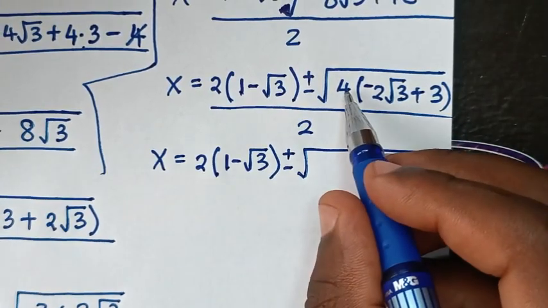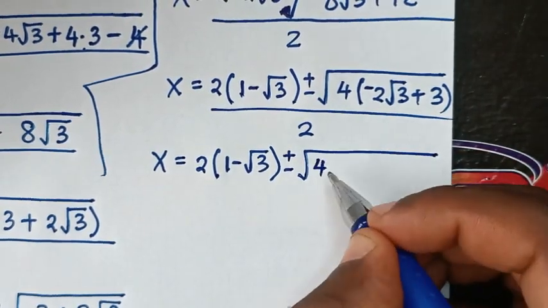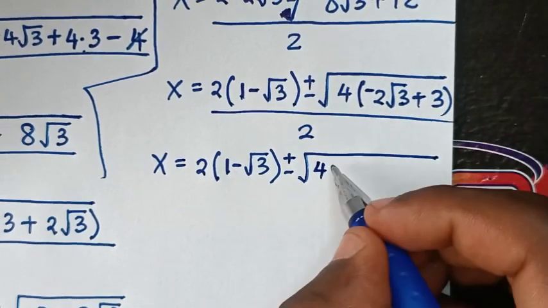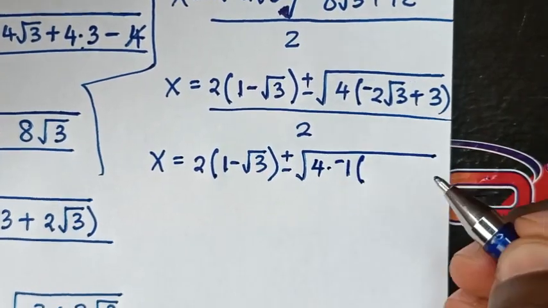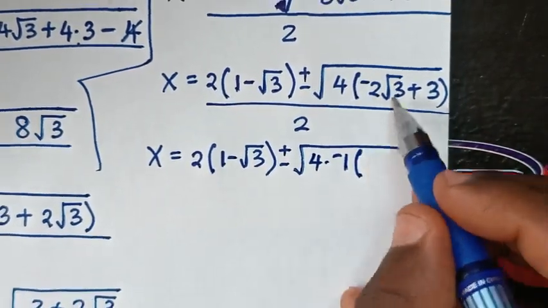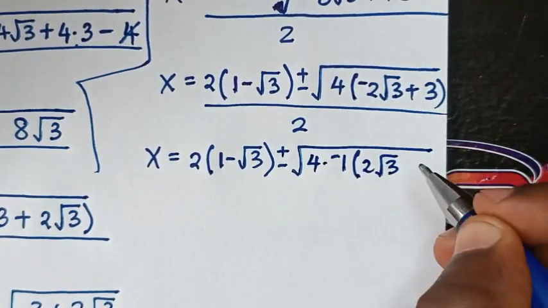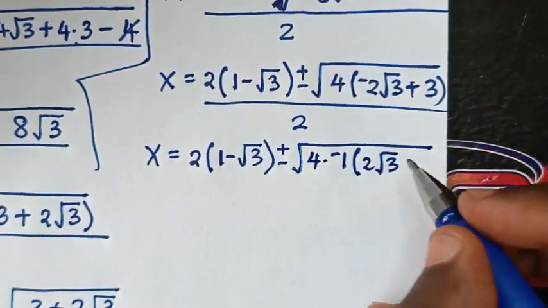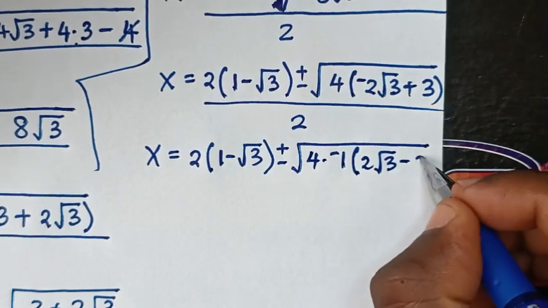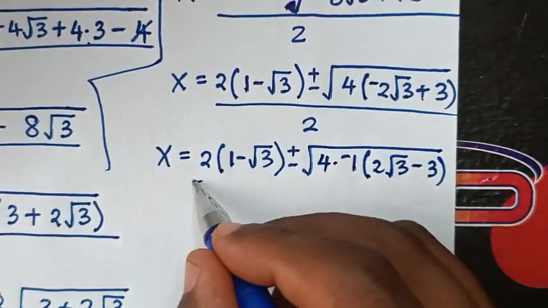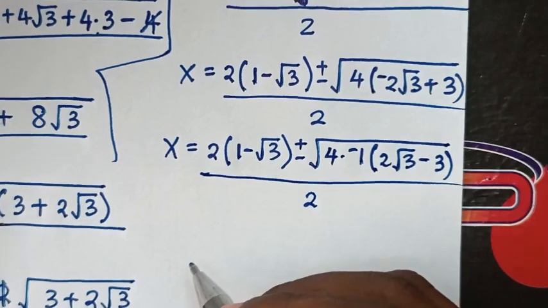So here we'll take, it will be 4, we'll take negative out of here, so it will be times negative 1 out of bracket. So negative 2 square root of 3 divided by negative 1, it will be 2 square root of 3. Then 3 divided by negative 1, it will be negative 3 bracket, then over 2.